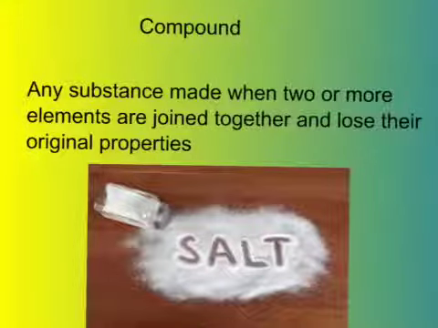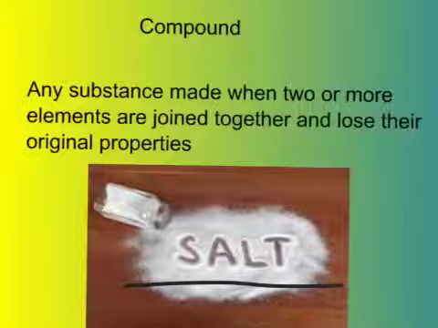What is a compound? A compound is any substance made of two or more elements that are joined together and lose their original properties. You see our example here of salt. Salt is sodium chloride, which is two elements that are combined together to become salt. But they're not sodium and they're not chloride. They're considered one compound.